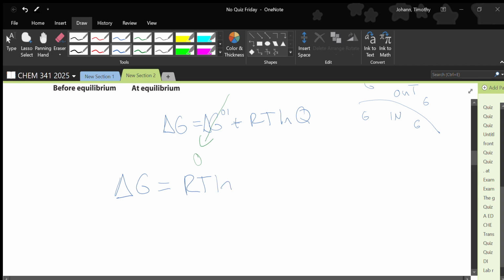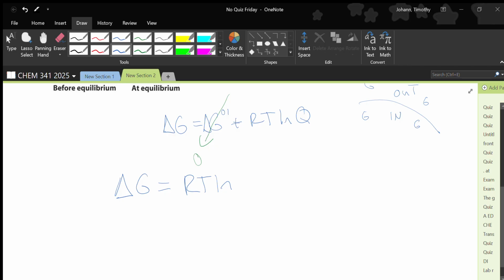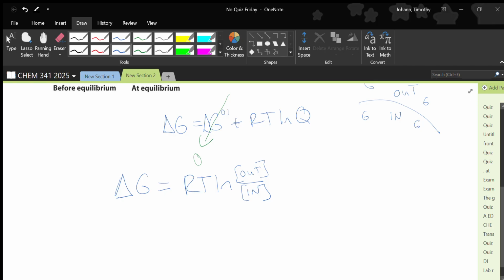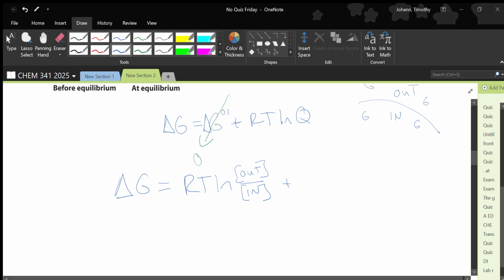Okay, so we don't set it to 0, but we have this term that corrects for the actual concentrations of our reactants and our products. And here our reactants and products are inside or outside, whatever substance we're looking at. And so I'm just going to define that as out versus in. So the concentration of out versus in. Plus we have a term that would be our chemical gradient.